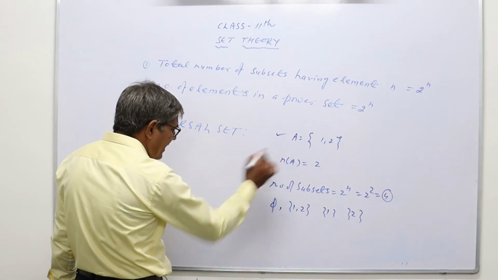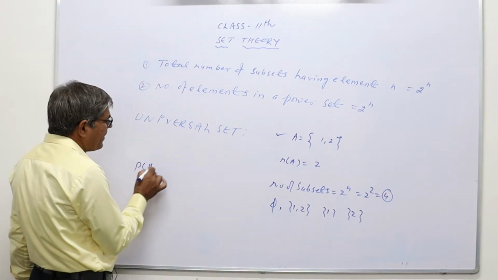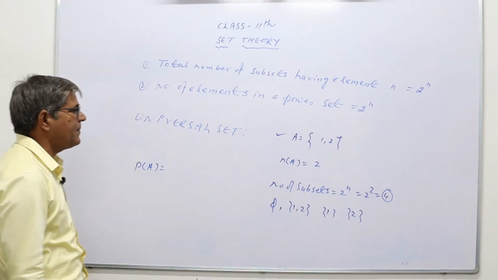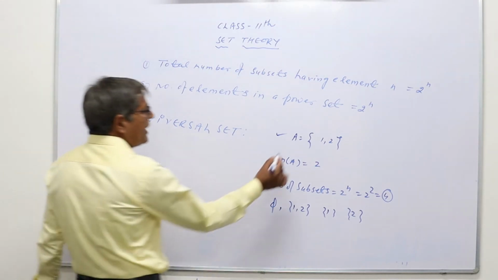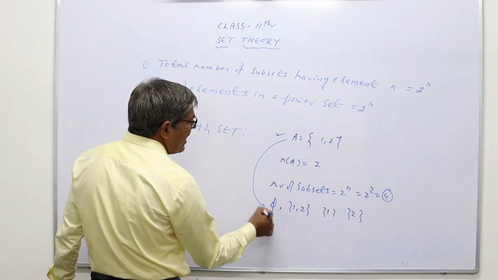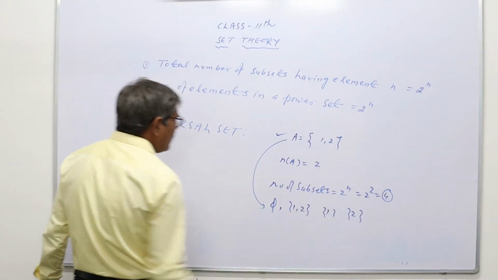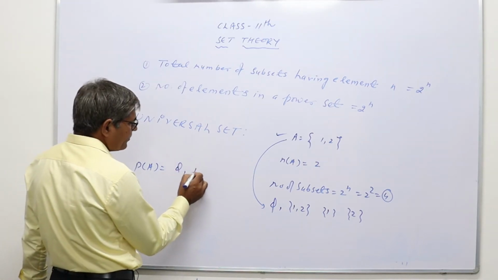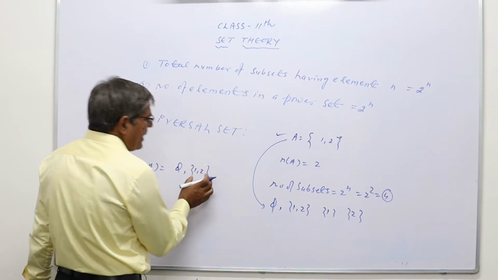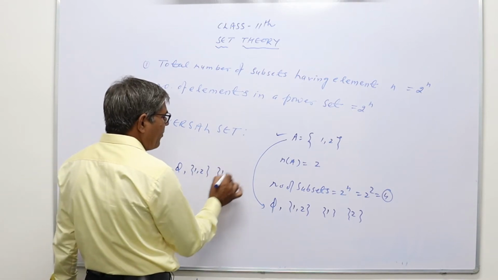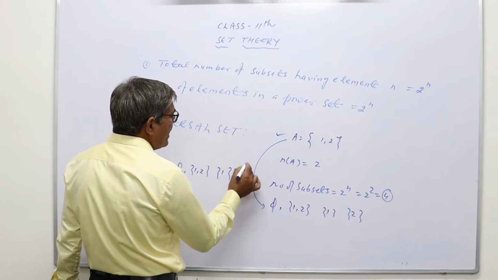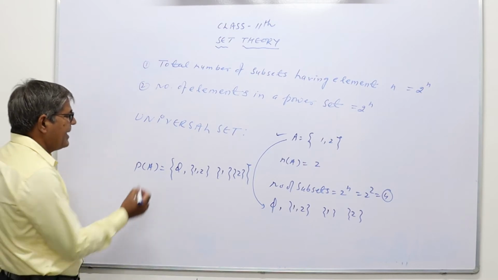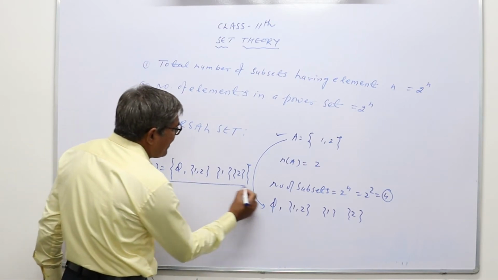So the power set of the given set A will be written as P(A), and the power set is the collection of all the subsets of the given set A. The subsets of A are phi, {1, 2}, {1} and {2}. We write these as the elements of the power set, enclosing all these subsets in curly brackets. Then this will be known as the power set.